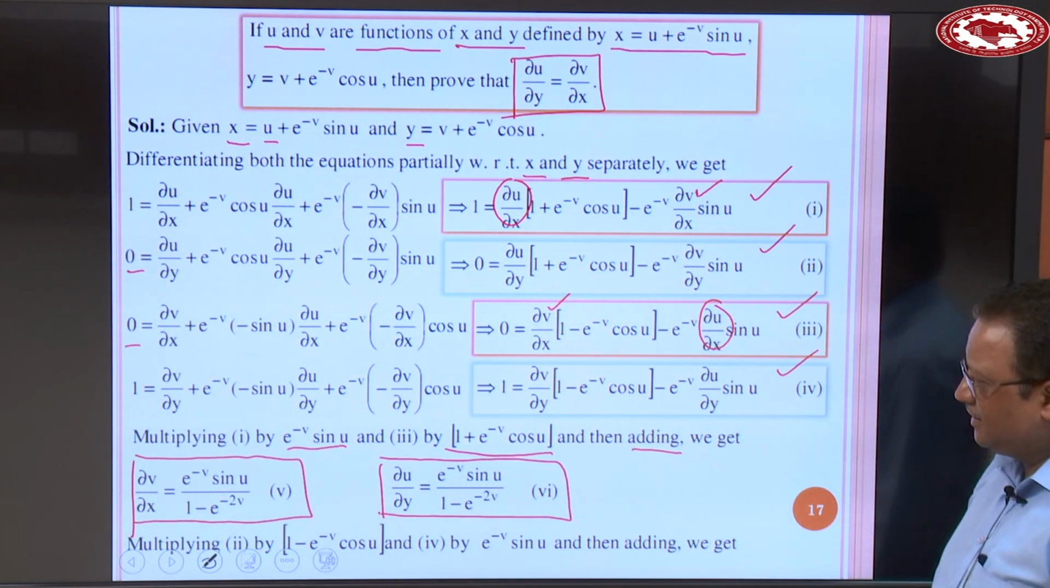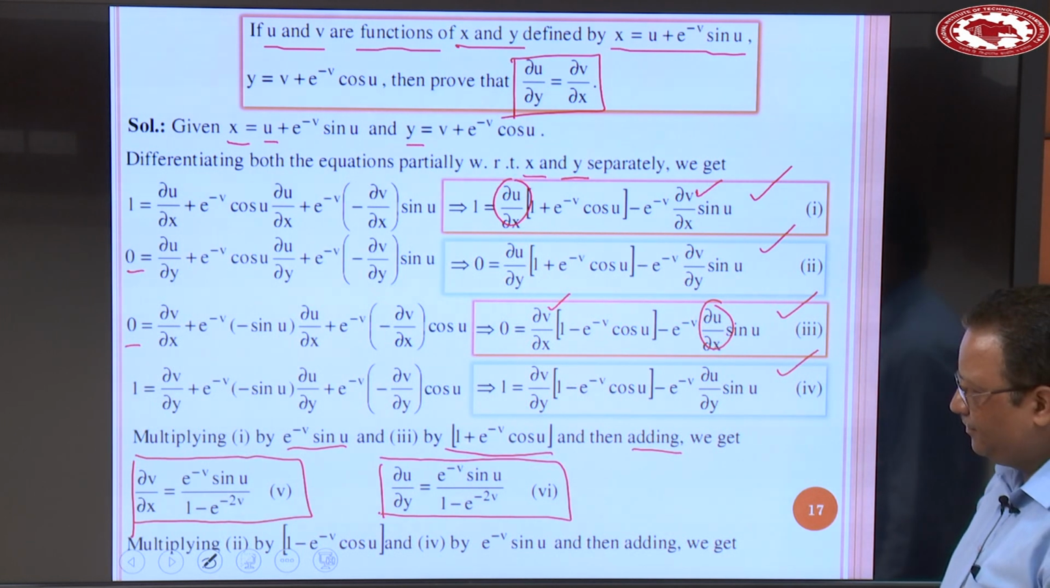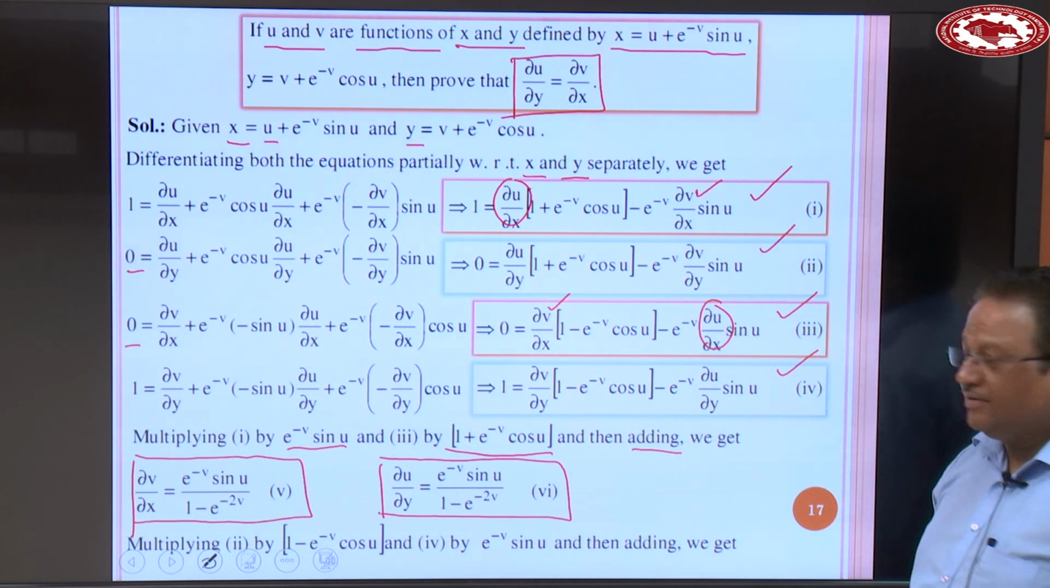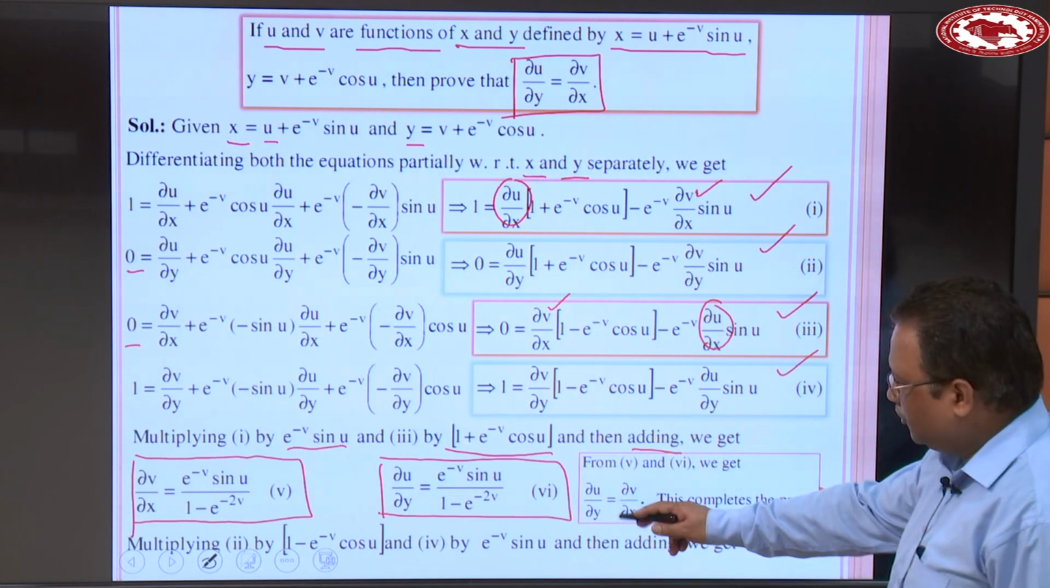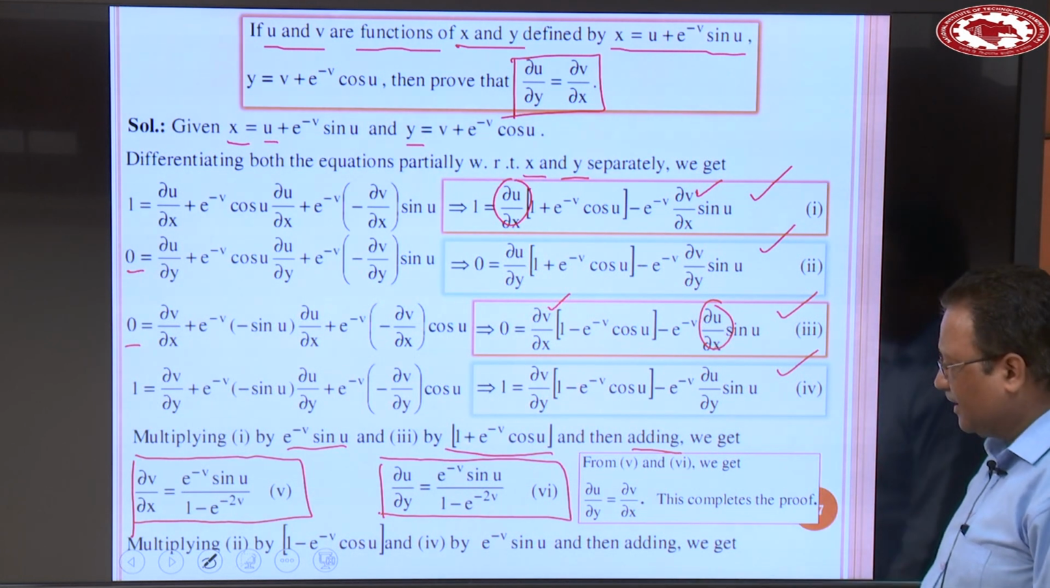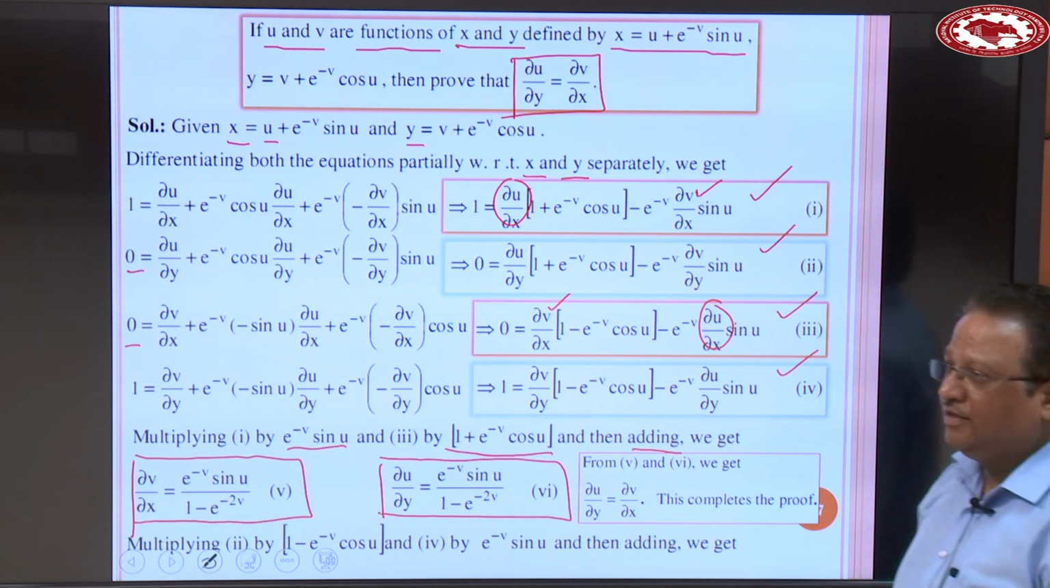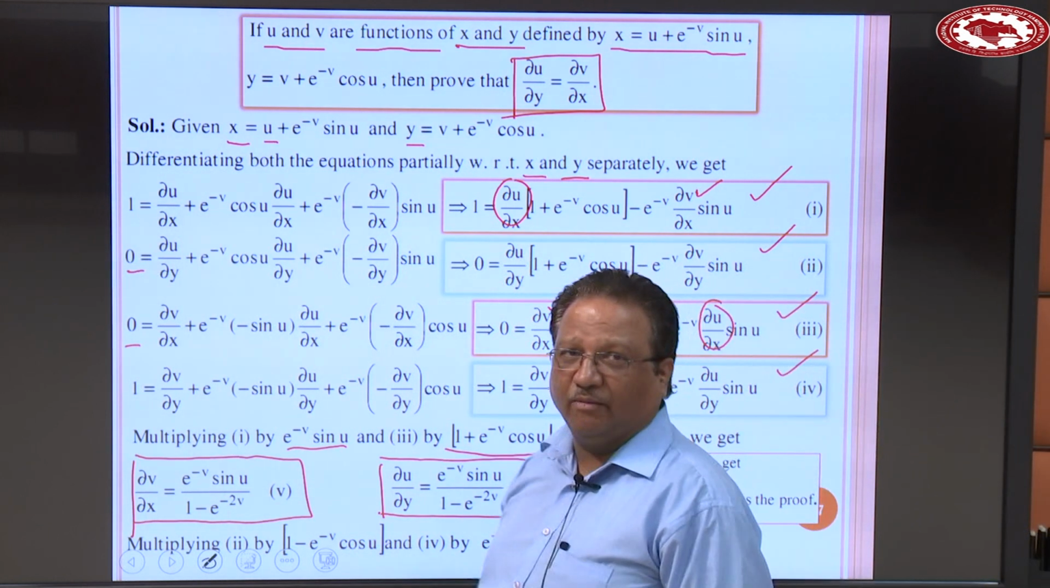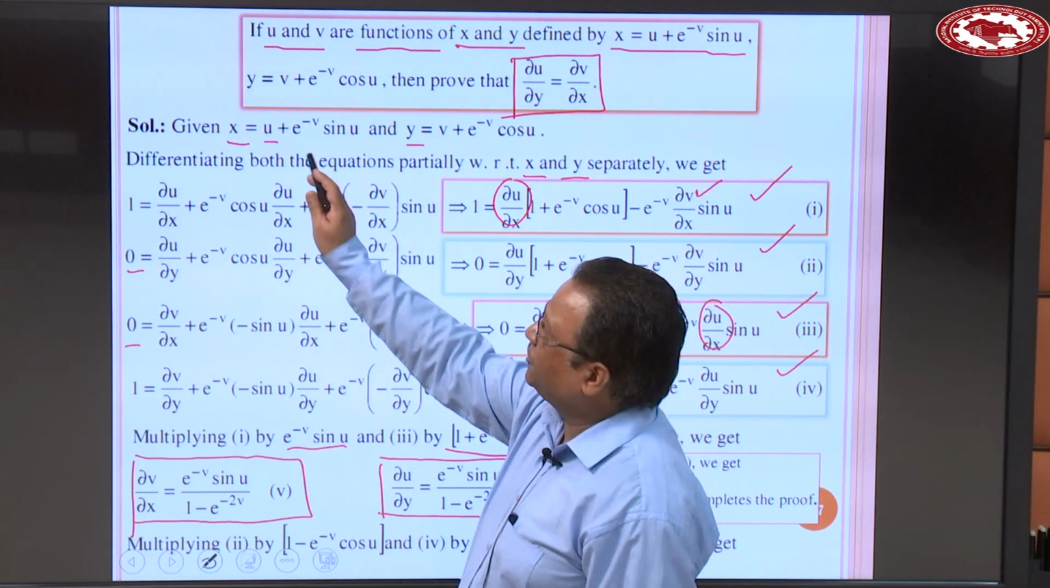Compare these two results, right side is same, right side is same. This means ∂u/∂y is equal to ∂v/∂x. This completes the proof.